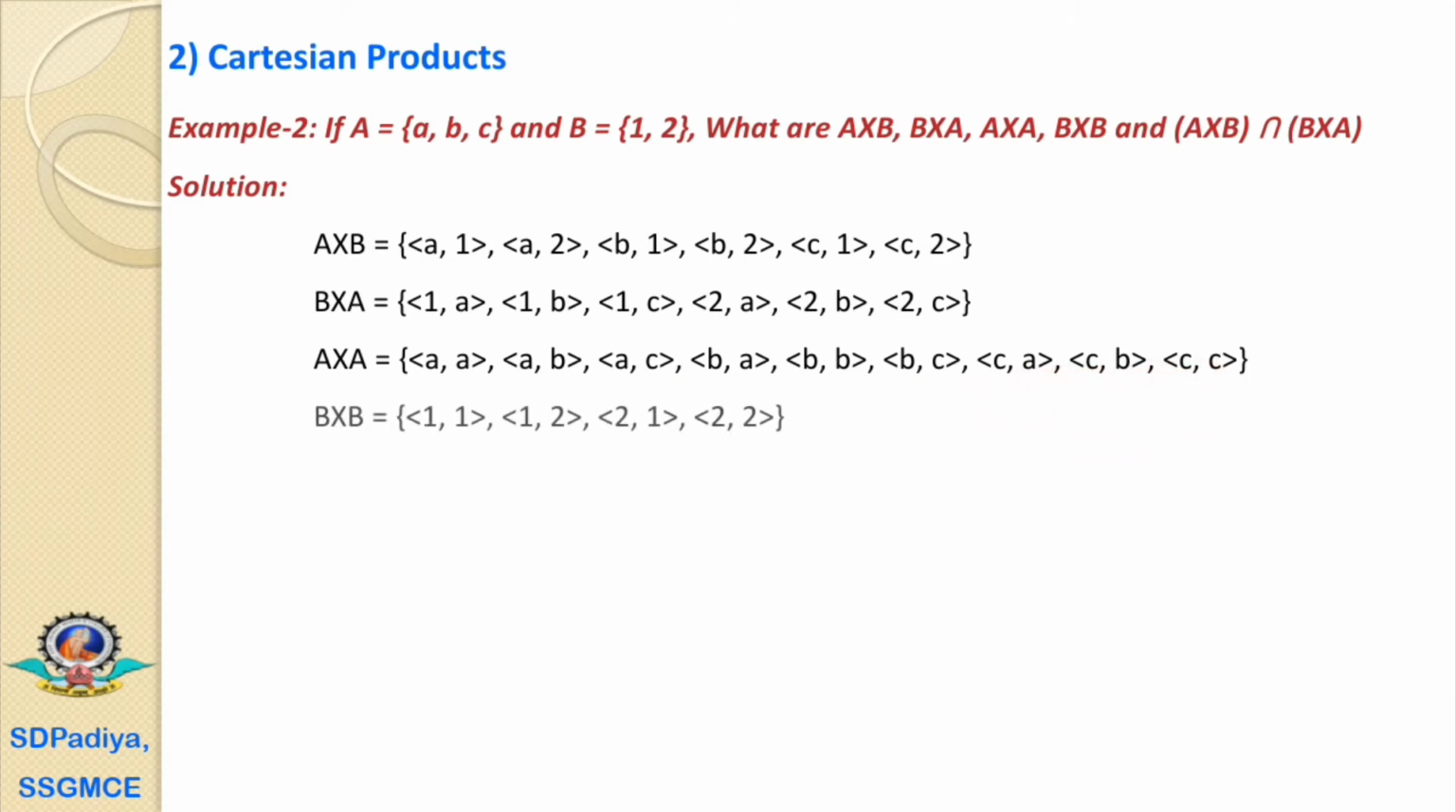Next, the Cartesian product of B and B, that is 1 comma 1, because there are the two elements of the B, 1 and 2, then 1 comma 1, 1 comma 2, 2 comma 1, 2 comma 2.